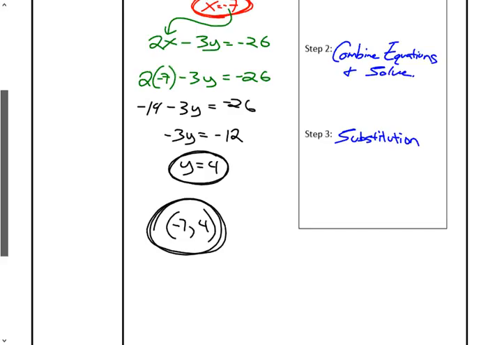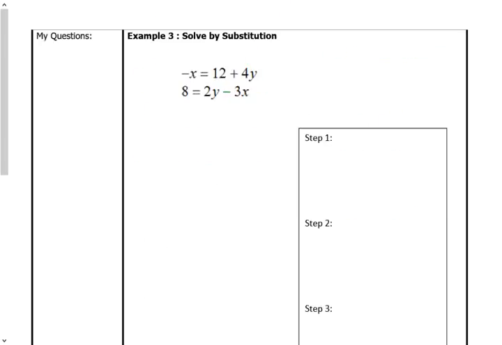Okay, now our third option is substitution. Substitution, I would save for last. It's not one that I often use, hardly at all. But it does come into play when one of the equations is already basically solved. And right there, I see that that equation is basically already solved for a variable.